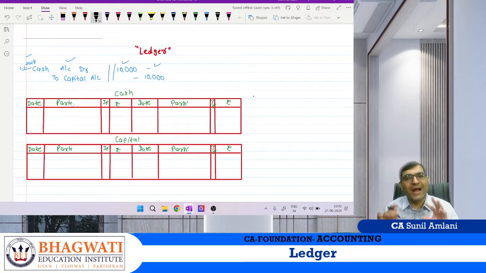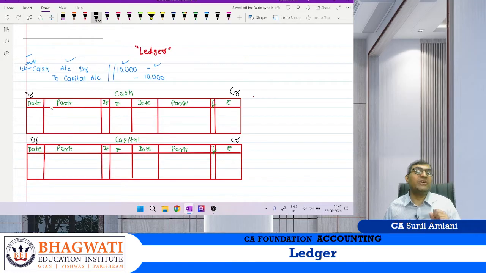So first of all, we identify the journal entry. This is the entry. In that, which all accounts are involved? 2 accounts are involved here, cash and capital. So first we go to cash account. Cash account is what? Debit. So we'll select this debit side. This is credit. This is debit. Debit side will select date.